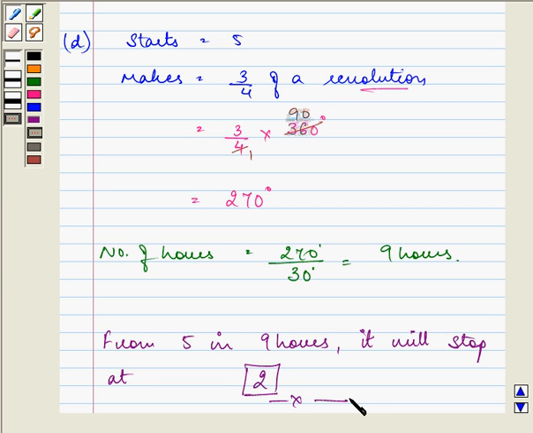I hope you enjoyed the session. Do remember the steps which you need to follow. First of all, you need to know what fraction of a revolution is given to us, then convert it into degrees. Find the number of hours that take place in these degrees, and then from the starting point count the number of hours that you are covering, and you'll easily get at what time you will stop. So just follow these simple steps and you'll get your required answers.